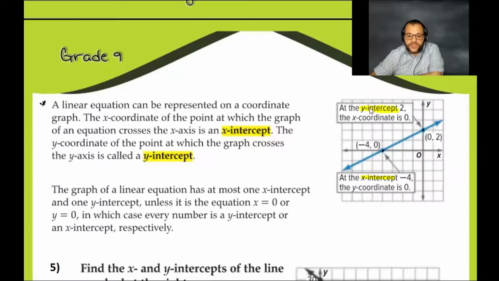So what is the meaning of x-intercept? It is the place where the line intersects the x-axis, where the y value is 0. It is the point of intersection between the line, or the graph, and the x-axis.